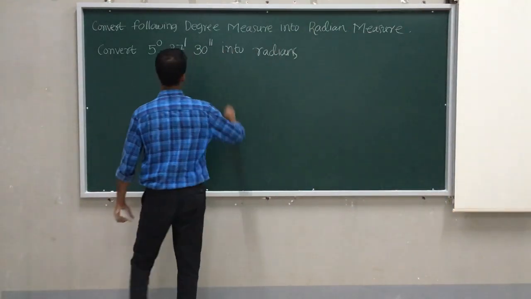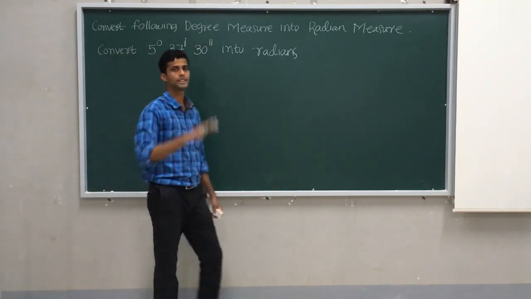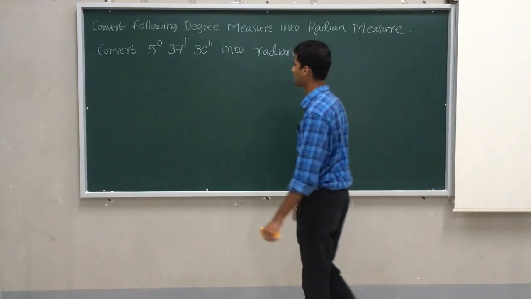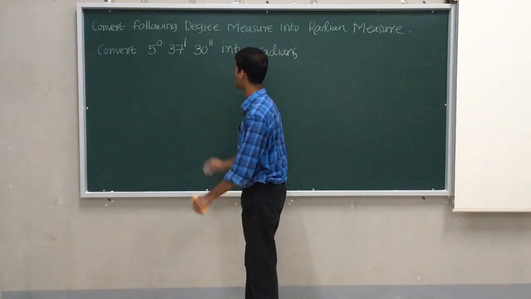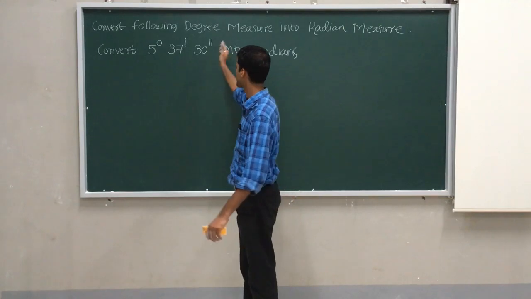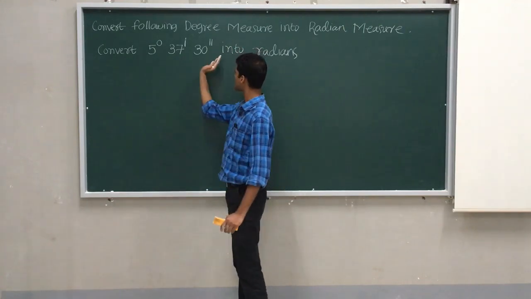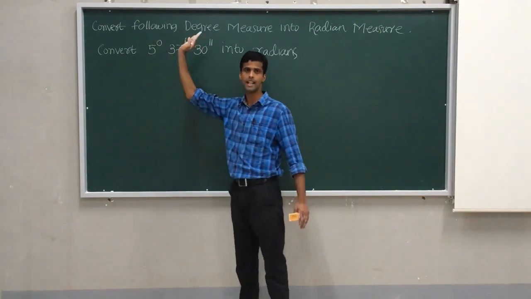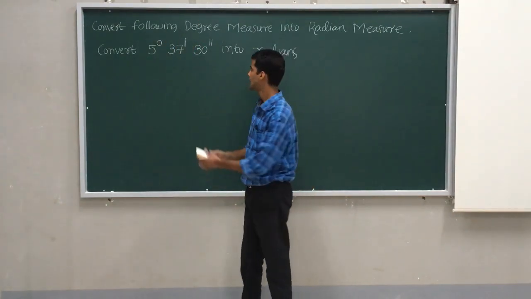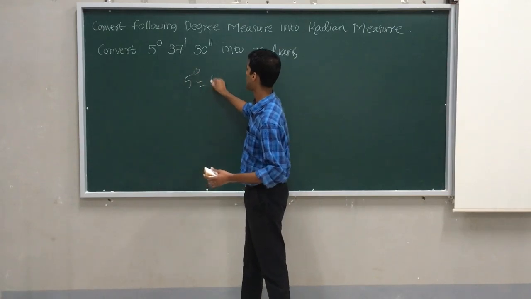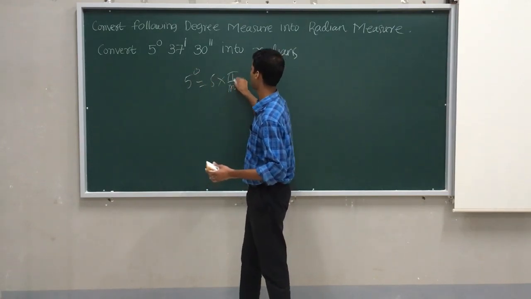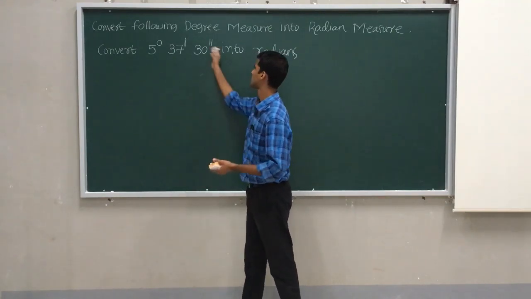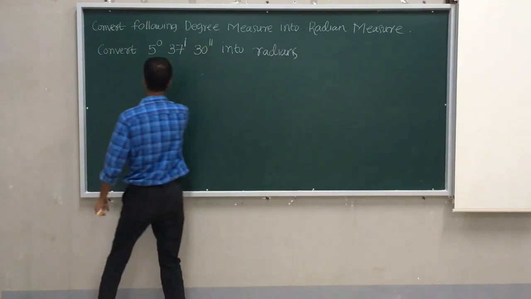See, degree, minute, second. Who is superior here? Here superior is degree, then minute, then second. So what I will do, I will convert seconds to minute, then I will convert minute to degree. Then that's finished. Because if I have only 5 degree, I write 5 into pi by 180. But the problem with this problem is you have this. Therefore, what I will do?